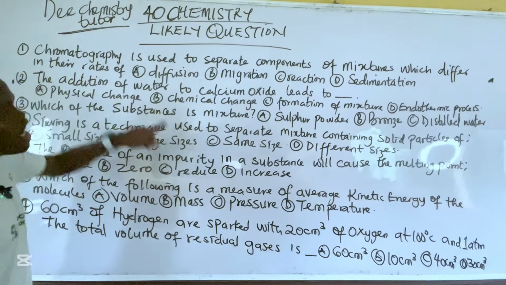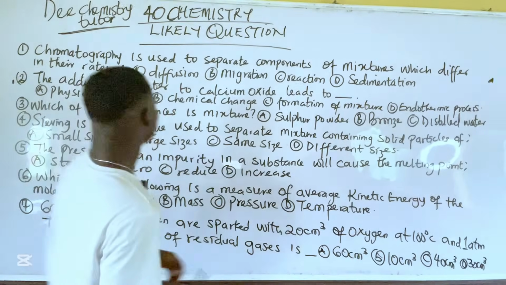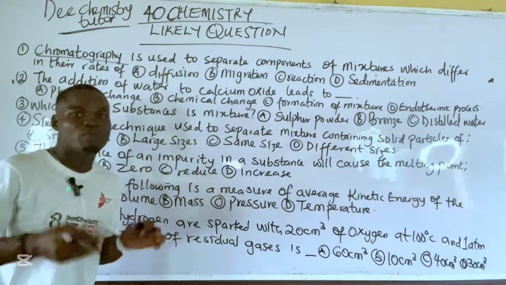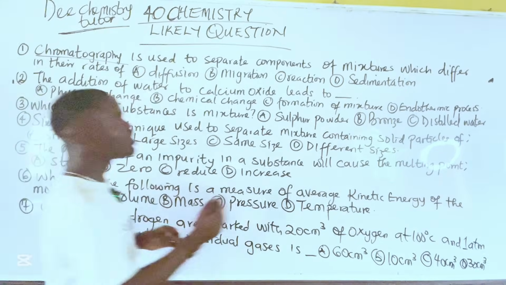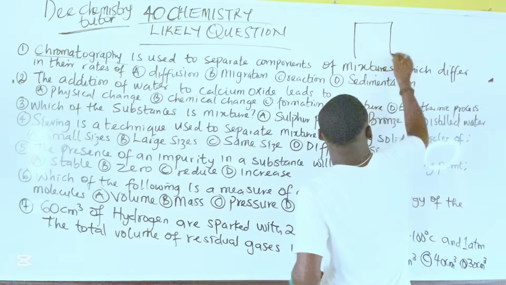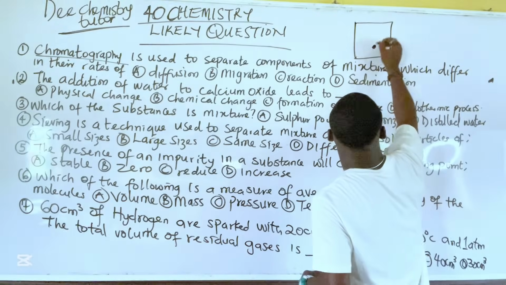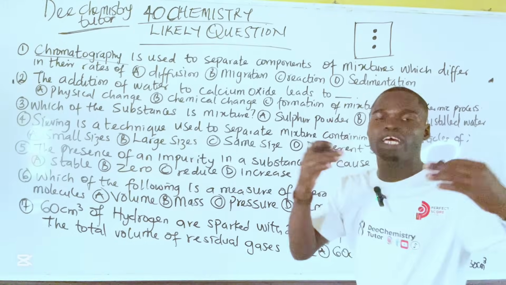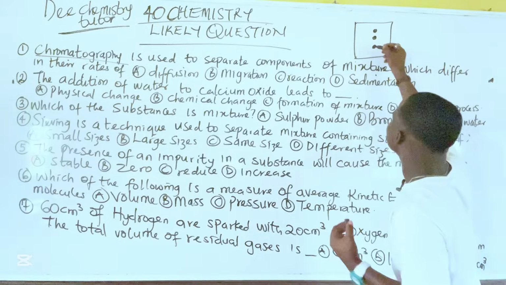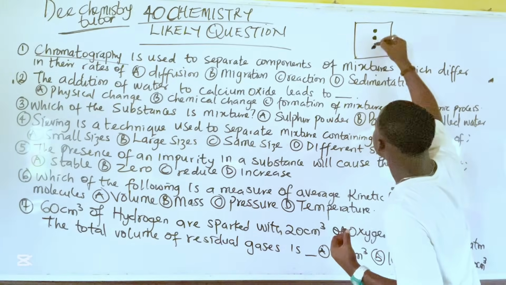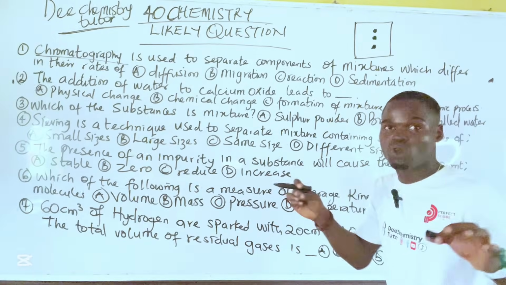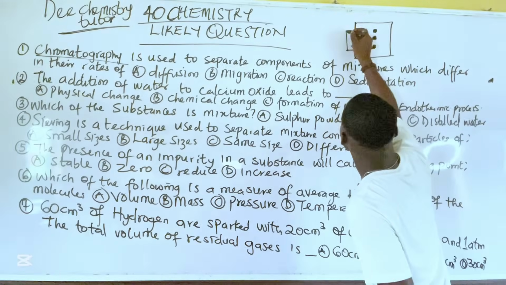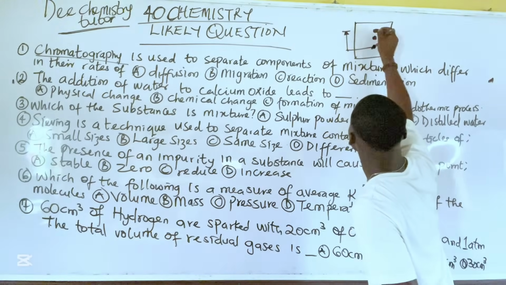Which differ in their rate of dash. Now when we talk about chromatography, you should know that it's one of the separation techniques where we separate mixtures. We can have mixtures having their spots on this chromatograph. So there's something called the chromatograph. This particular spot here is denoting the solute. This thing can migrate, it can move. This one can also move.